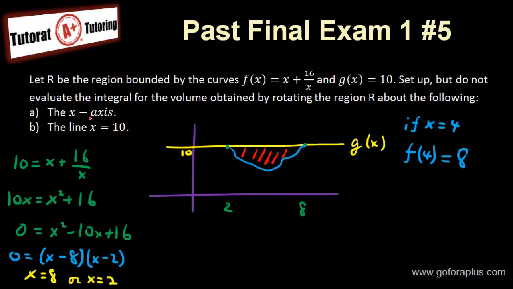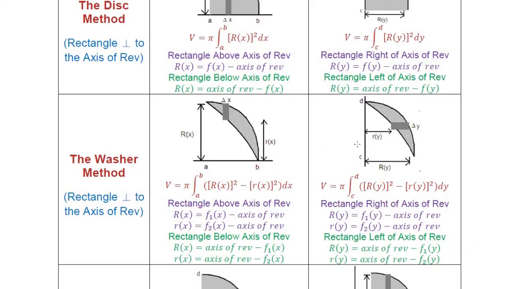Now for number A, we know that it's from the x-axis here. So I know my rectangle is going to be vertical. If I have a vertical rectangle here, let me color it out. I have a vertical rectangle. This would be the washer method. If you look at the notes here, the washer method is basically saying that the rectangle is perpendicular to the axis of revolution. So I need to figure out what the big radius and the small radius are. I know that my rectangle is above the axis of revolution, so I need to subtract the axis of revolution. In this case, it's 0 because it's the x-axis.